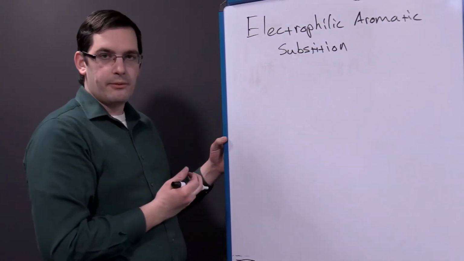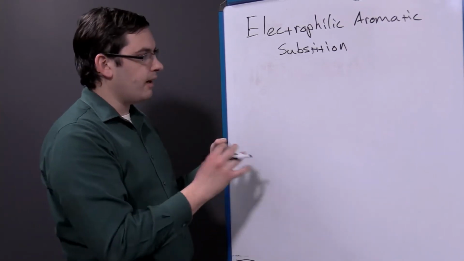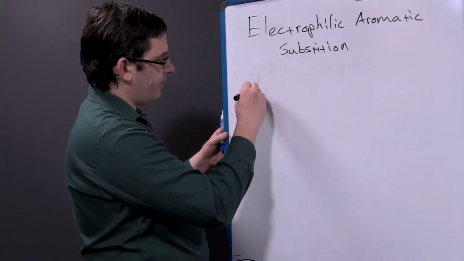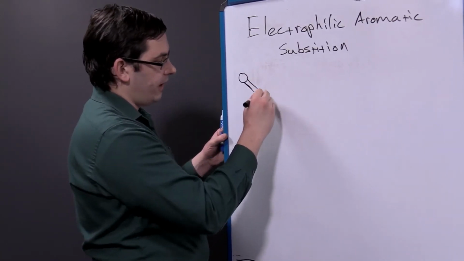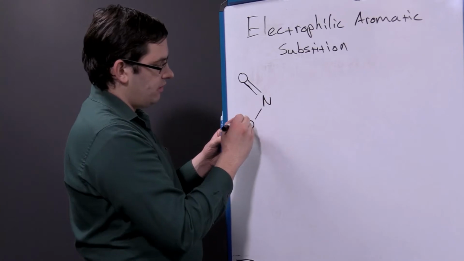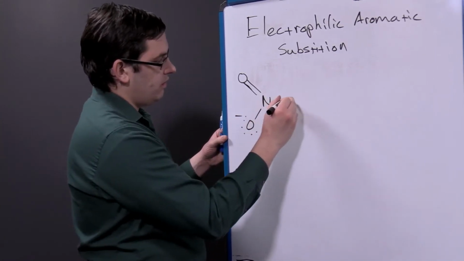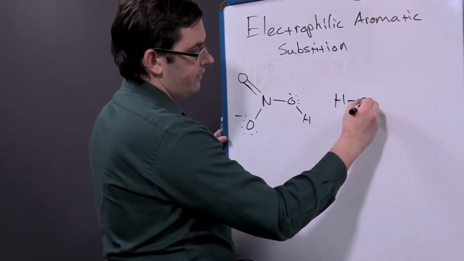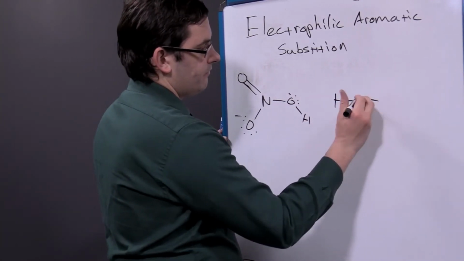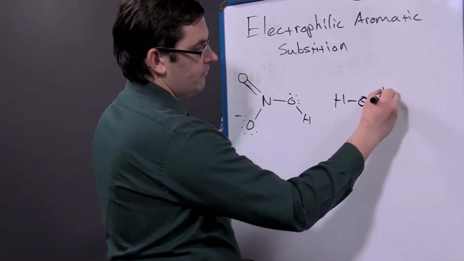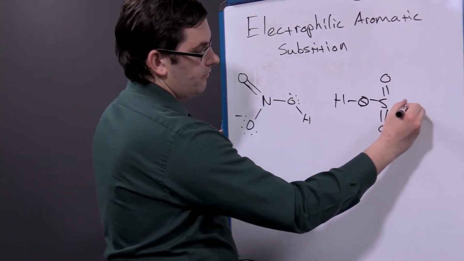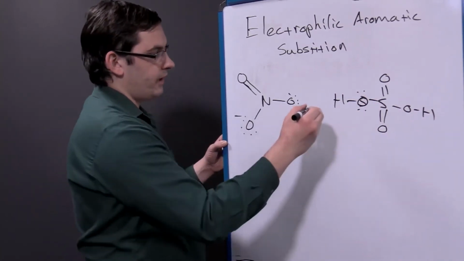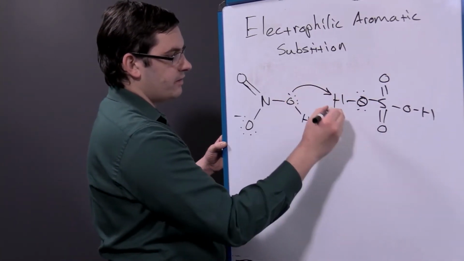So to begin with our reaction, we're going to start out by preparing our electrophile using sulfuric acid. We start out with our nitric acid, and our sulfuric acid, and our sulfuric acid will now protonate the nitric acid.